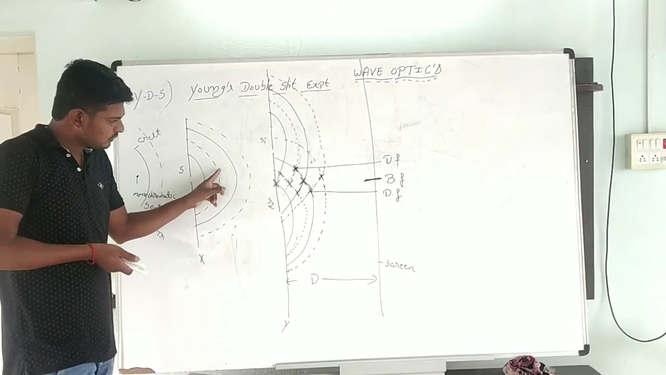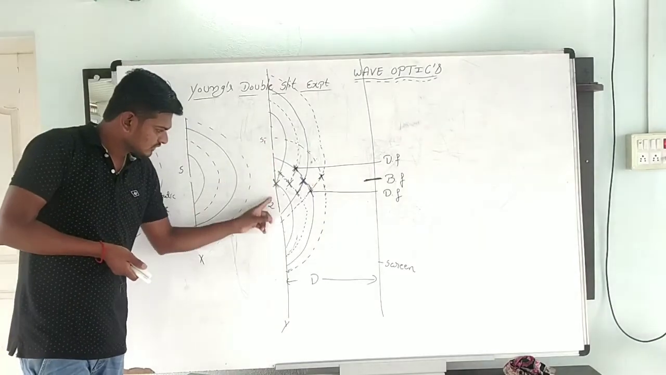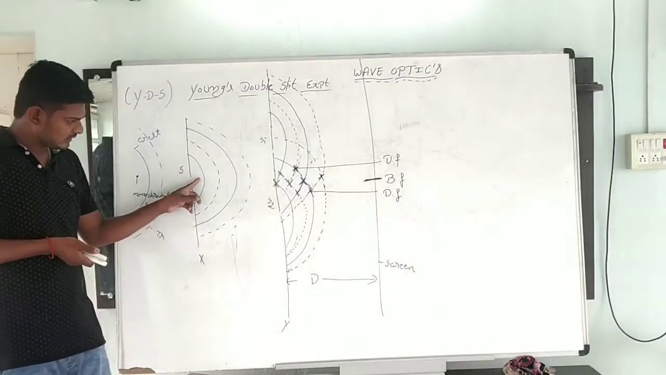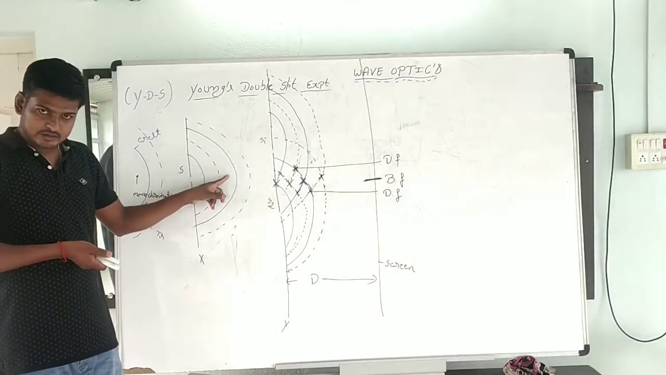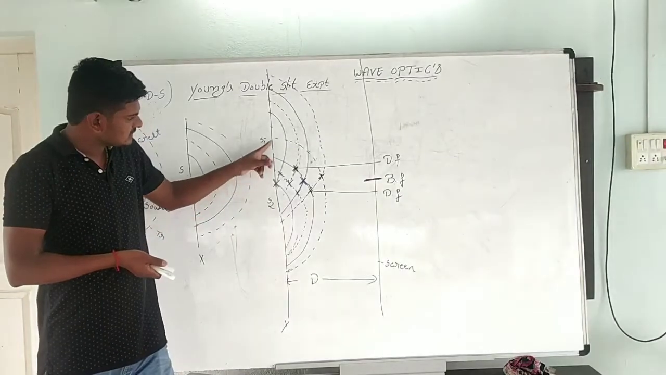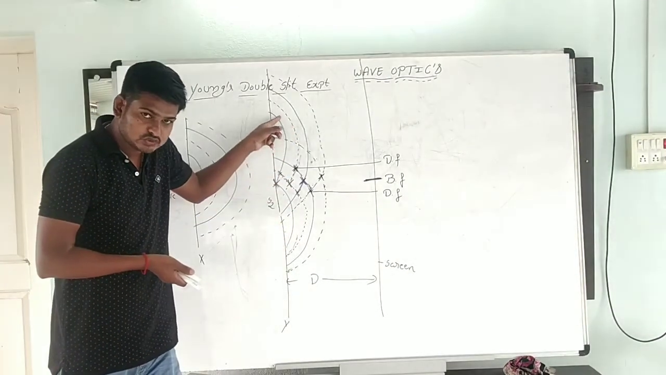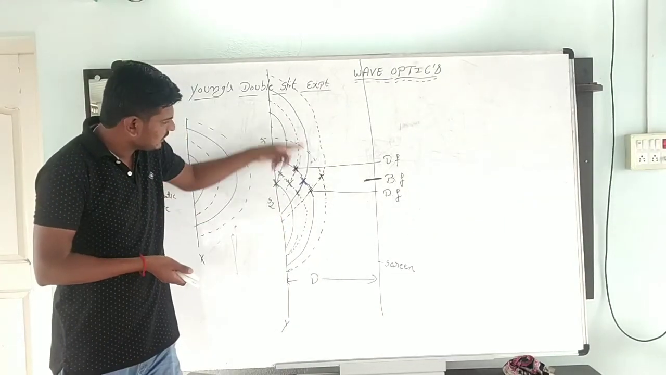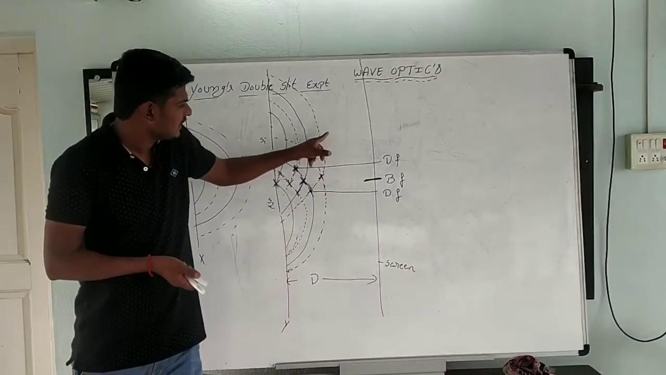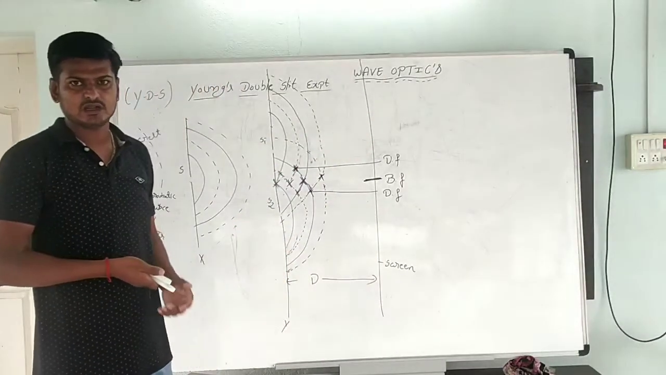These light waves then fall on a double slit screen Y. S1 and S2 are the double slit. The waves falling here produce spherical waves again. These spherical wavefronts fall on S1 and S2, and the spherical wavefronts from S1 and S2 interfere with each other and produce an interference pattern on the screen.